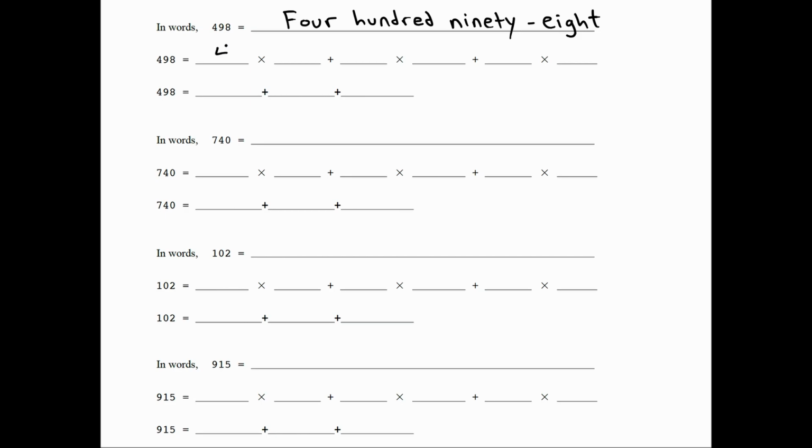Then we'll put 4 times 100 plus 9 times 10 plus 8 times 1. This is just multiplying the digits by their place values. Finally, we arrive at the expanded notation, which is 400 plus 90 plus 8.